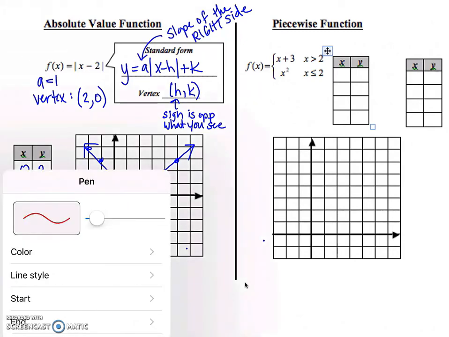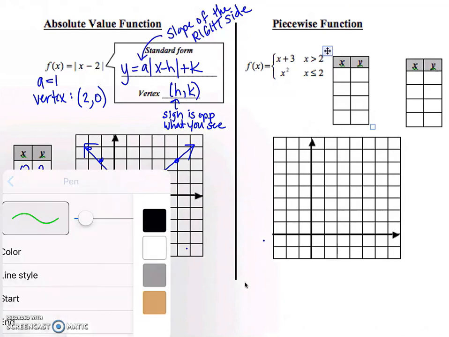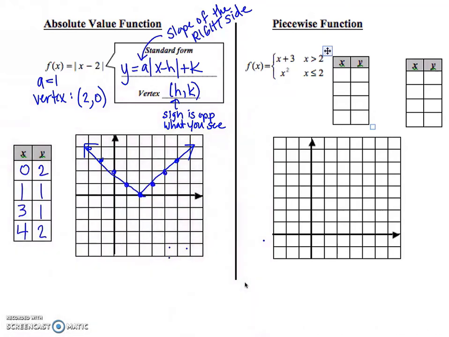The first thing that I'm going to do is graph my domain line where I'm changing over from one function to the other, and that is taking place at the value x equals 2. So this vertical line right here is the division point between where one function lives and where the other function lives. And again, I got that from this part right here on the equations.